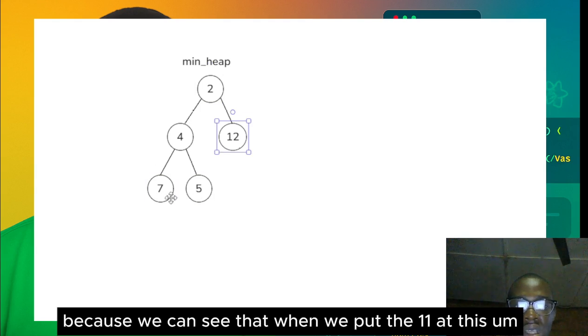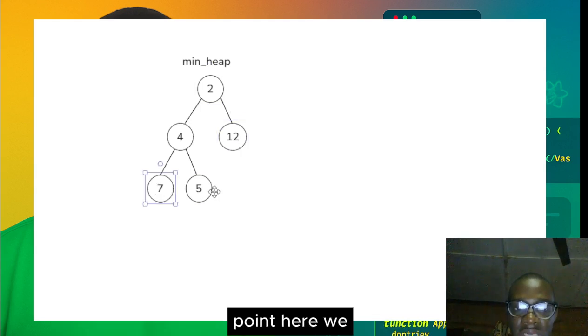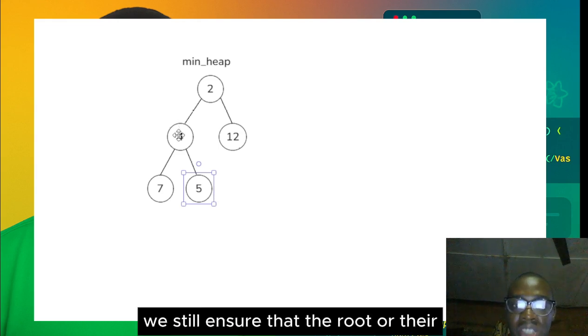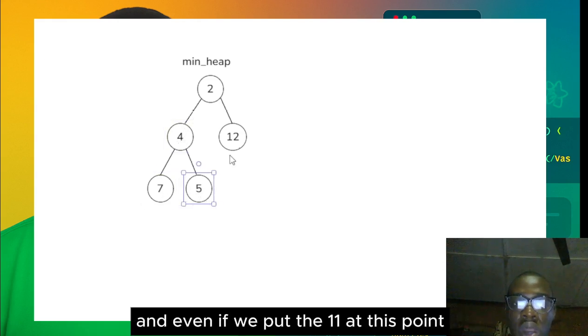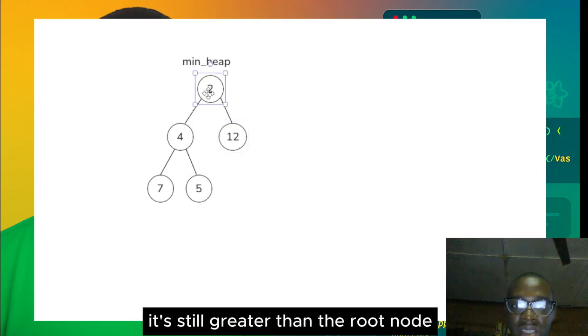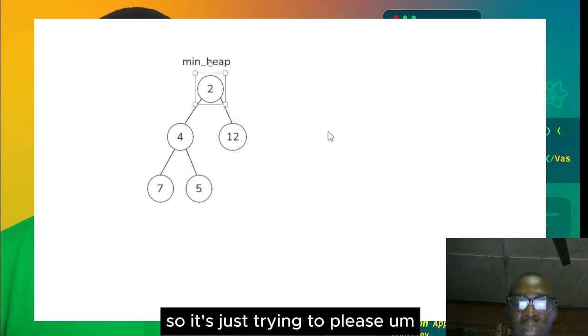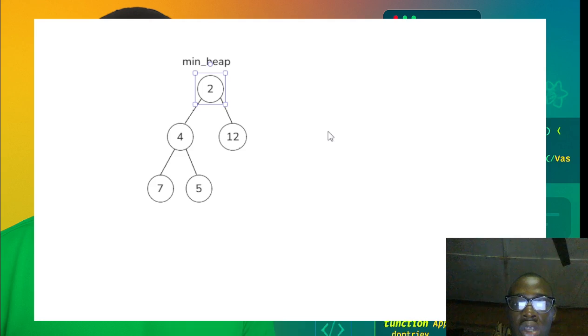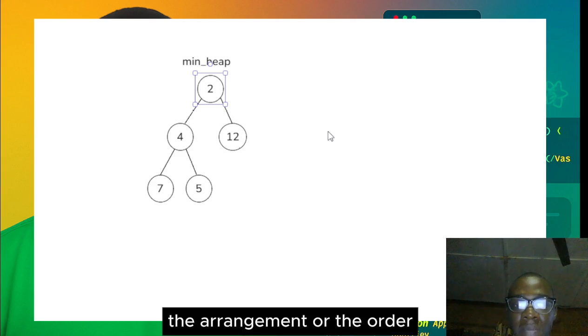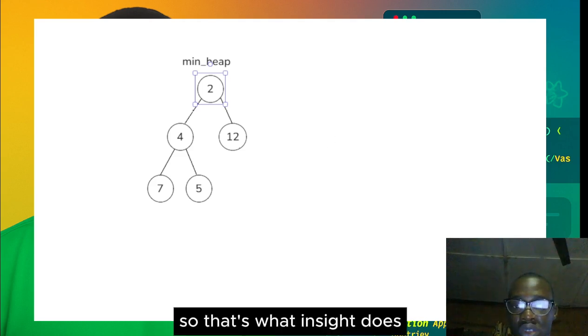Why? Because when we put the 11 at this point here, we still ensure that the parent node is smaller than each individual child node, and even if we put the 11 at this point, it is still greater than the root node. So it's just trying to place the element in the binary tree such that it does not distort the arrangement or the order. That's what insert does.